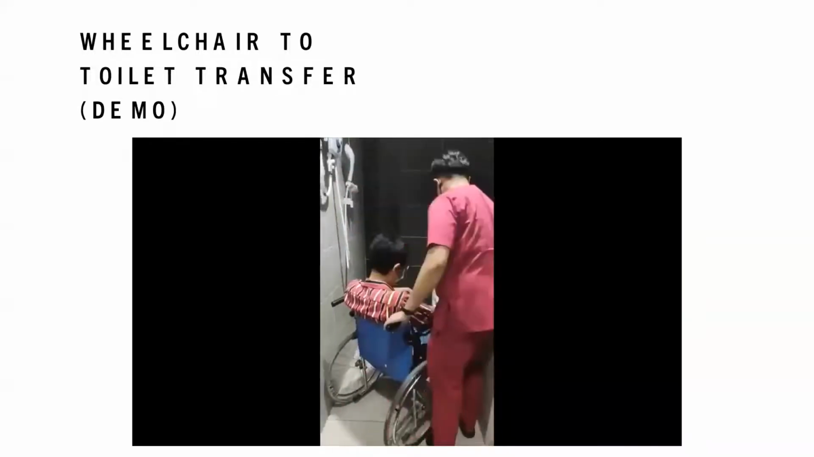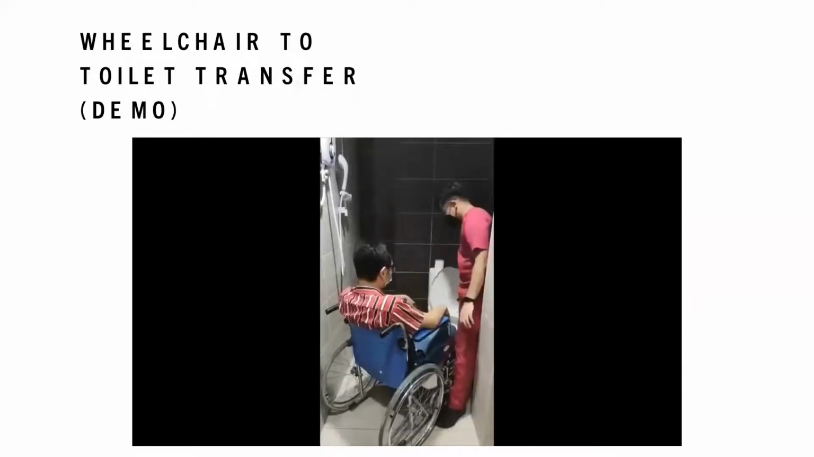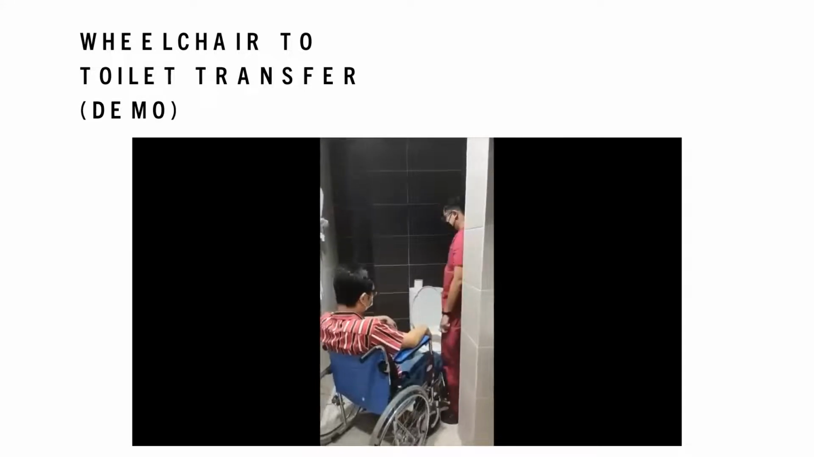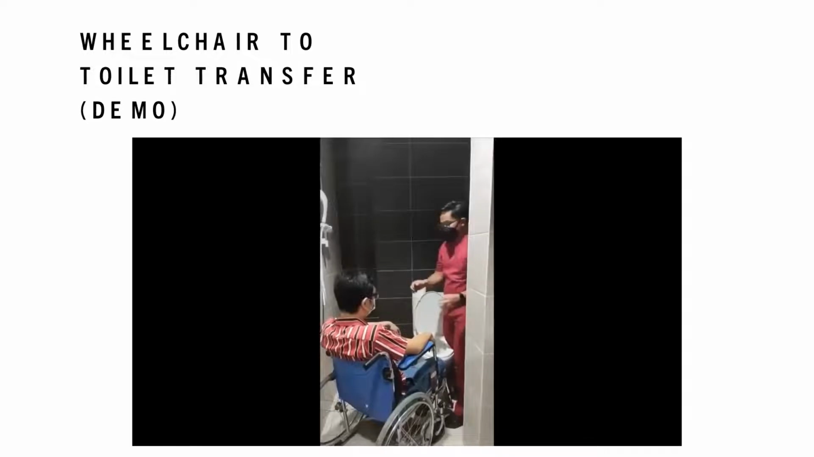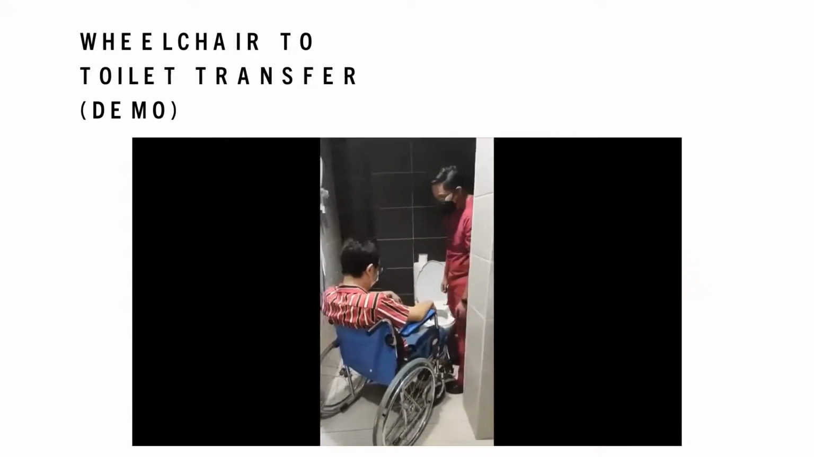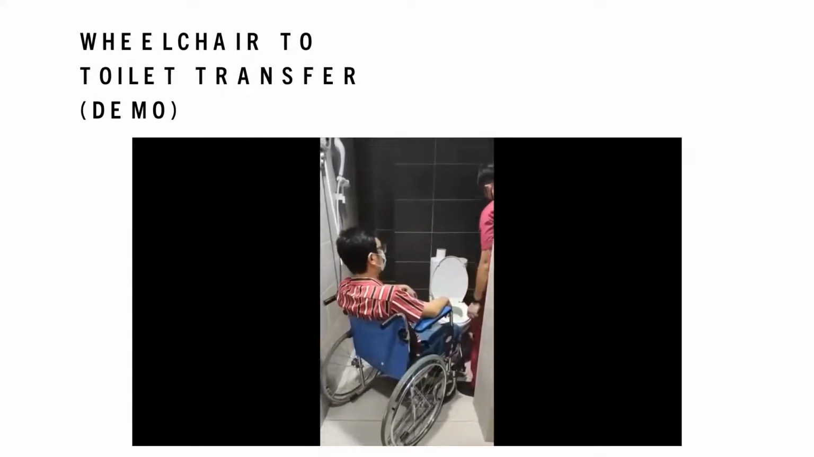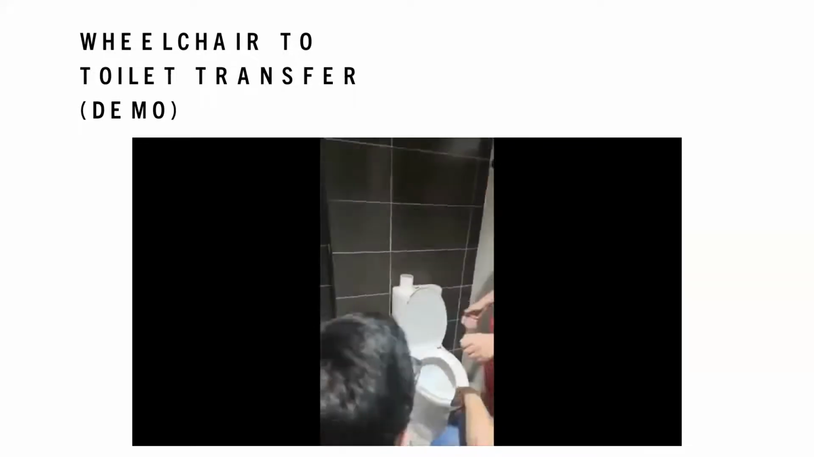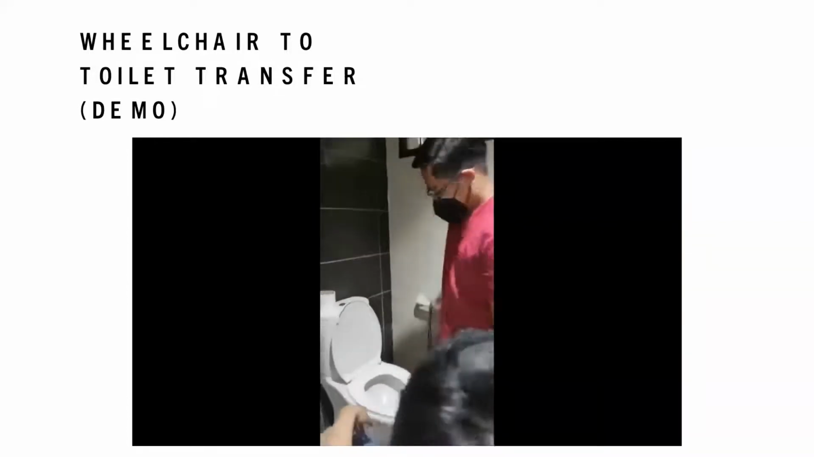Walk. So now I'm going to transfer you from the wheelchair onto the toilet. Are you ready? So some toilets have this L-shaped handle. You can actually make use of it when you're standing up. You can have him hold onto it so it's stable.